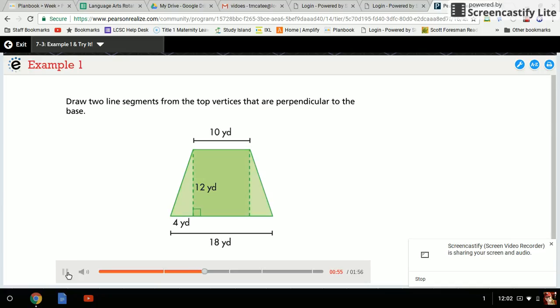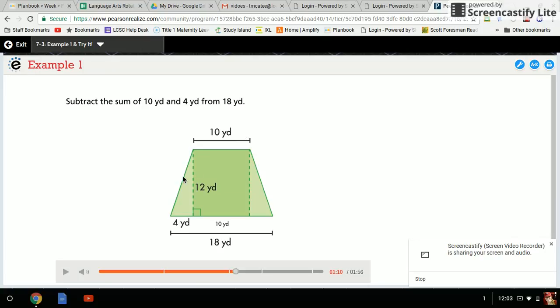Two line segments from the top vertices that are perpendicular to the base. Find the length of any missing base or height. How can you find the base of the triangle on the right? If you take the base of the bottom, and the top here, if you would extend this, it would equal 18. So there's a difference here of 8 yards, because 18 minus 10 yards is 8.